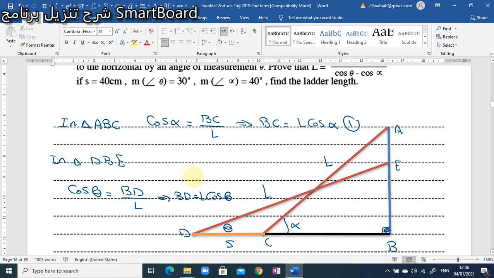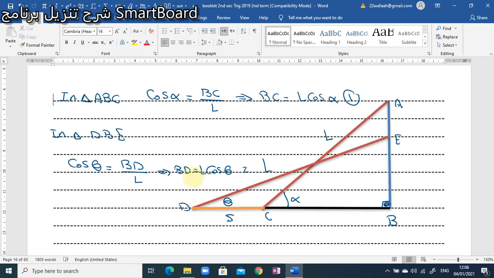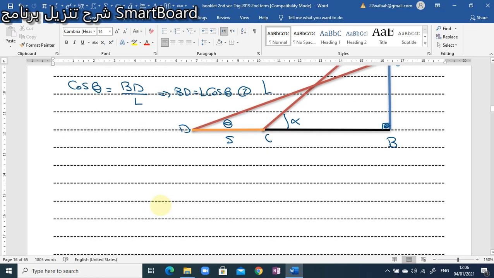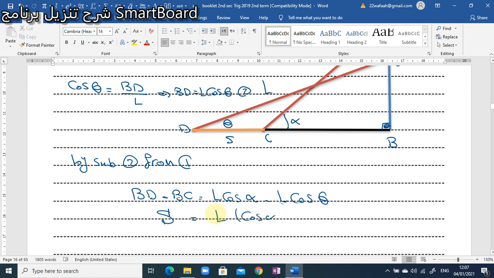By subtracting 2 from 1, we get BC minus BD equals L cosine alpha minus L cosine theta. BC minus BD equal DC, which is S. Taking the common factor, it will be cosine alpha minus cosine theta. So L will be S divided by cosine alpha minus cosine theta.